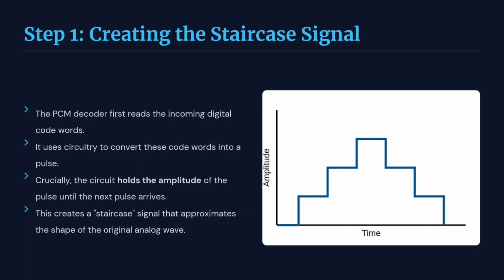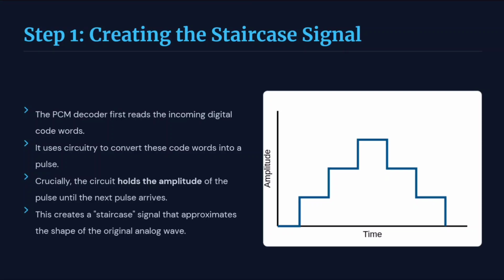In the first step, the PCM decoder reads the incoming digital code words. These binary code words are converted back into pulses with corresponding amplitudes. A very important part here is the sample and hold circuit. It converts each code word into a pulse. It holds the amplitude constant until the next pulse arrives. Because of this holding action, the output looks like a staircase signal. The staircase signal is a rough approximation of the original analog waveform. The staircase signal still has sharp edges and sudden jumps, which are not present in a real analog signal.